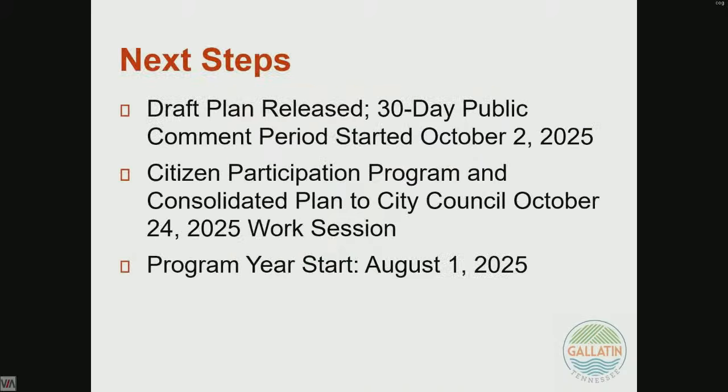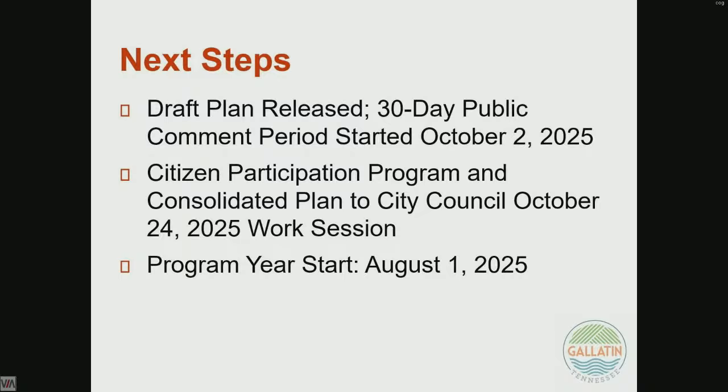So with that, draft, like I said, next steps for us. The 30-day public comment period started October 2nd. Both of these plans, the citizen participation plan and the consolidated plan, will be on the city council work session in 2 weeks for the program year starting August 1st, 2025. And with that, we welcome any feedback that y'all have.